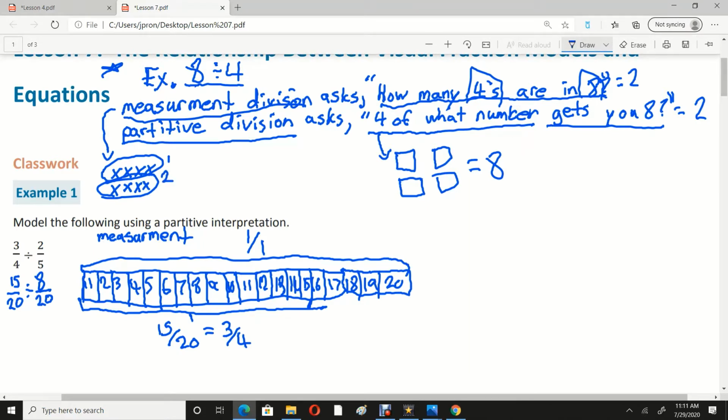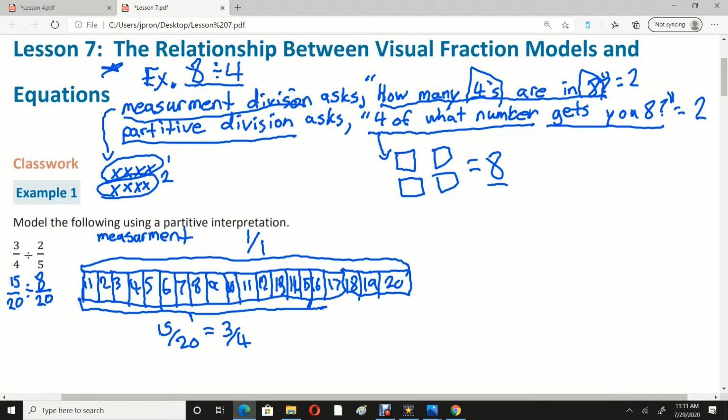Now if we do this using partitive division, it's asking us 4 of what number gets you 8. So we have 4 groups of something right here represented by these boxes. So 4 groups of something that equals 8. So we know that these groups, you know your math, would have to be 2, right? Because we know that 2 plus 2 plus 2 plus 2 equals 8. So it's just two different ways of thinking about it and modeling.